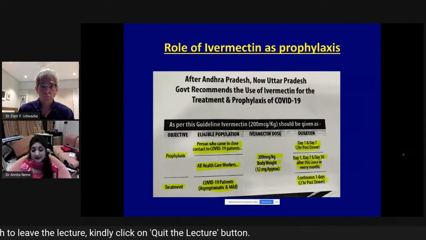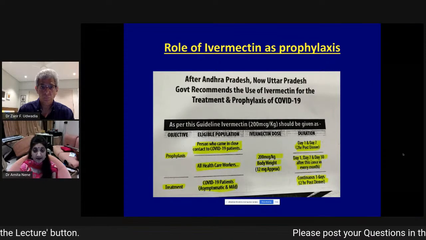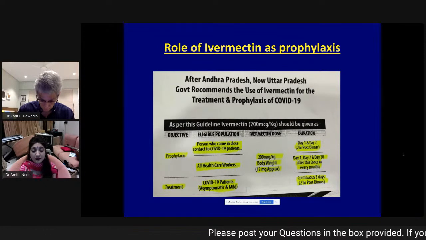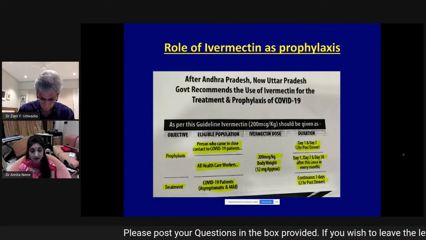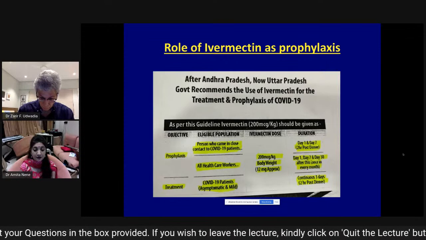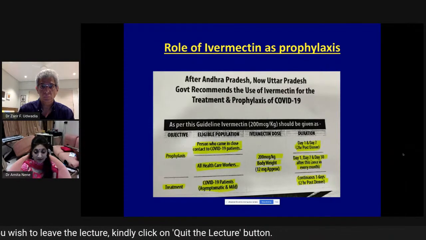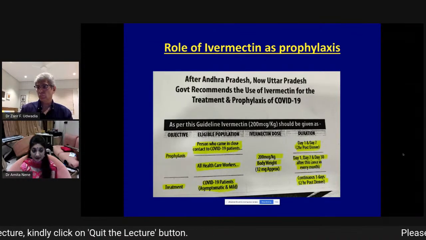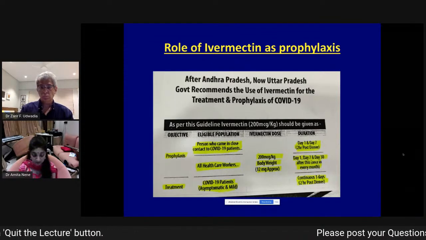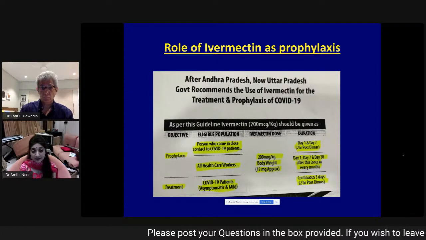So basically, Andhra Pradesh and Uttar Pradesh recommend ivermectin as prophylaxis for the people at home who are looking after COVID-infected patients. The dose they've recommended is 12 milligrams of ivermectin on day 1 and day 7, 2 hours post-dinner, for those looking after COVID patients at home, if these people are asymptomatic.